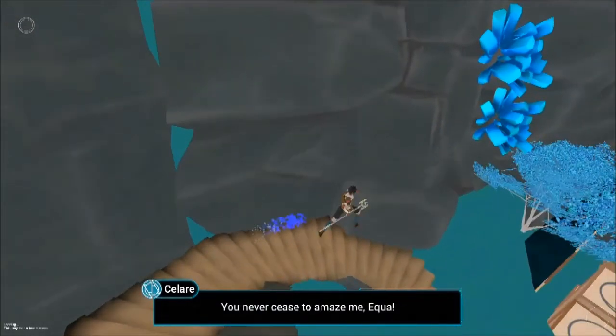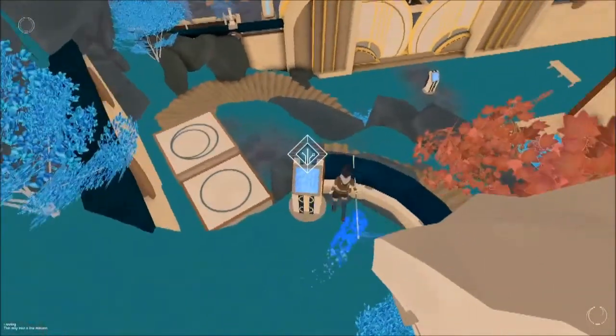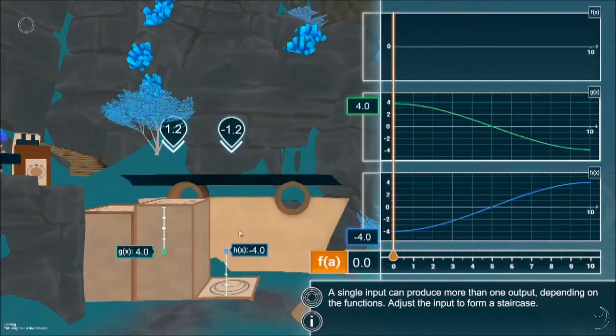Right. I was thinking why it was so hard for something when they first introduced it. And now we actually have to, yeah. So a single input can produce more than one output depending on the functions.